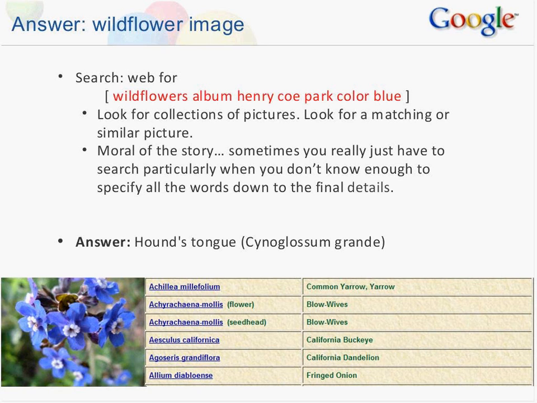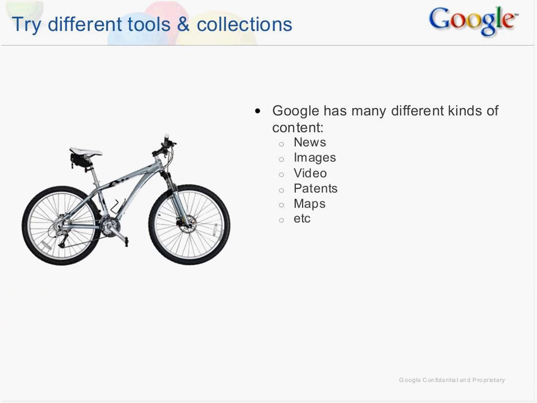So in this case, wildflowers, album, Henry Coe, that's another way to do it. Finally find that the answer is houndstone, western houndstone, Cynoglossum grande. It's a beautiful flower. I highly recommend you check it out when the next time you're in California. Okay. Strategies. We're thinking about strategies.